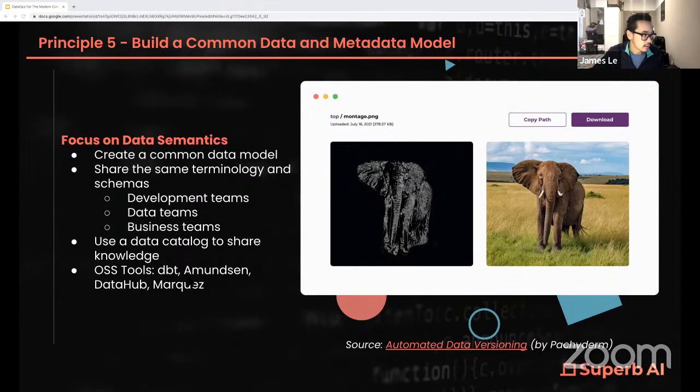I put here in the slide a couple of open source tools that can help you with this specific principle. There are tools like dbt, very well known for allowing me to combine different data sources and put them into a common data warehouse. And there are tools like Amundsen, DataHub, and Marquez, open source tooling that do the task of a data catalog, right?